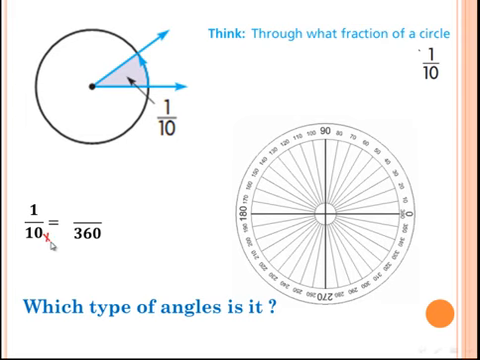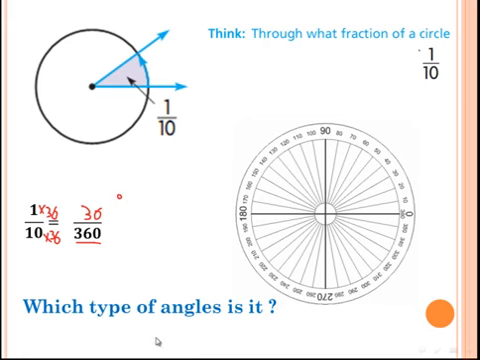Let's use the mathematical way. 10 multiply what equals 360? 10 multiply 36. So I'm going to multiply up again. 1 multiply 36, so the answer is 36. How many degrees are inside this part? 36 degrees.